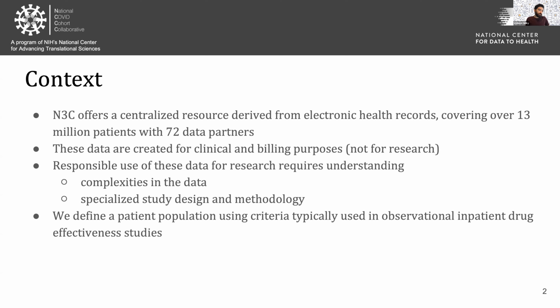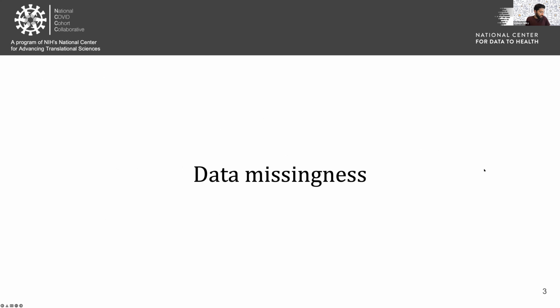Again, just for context, we're looking at this in the context of defining a patient population using criteria that are typically used in observational inpatient drug effectiveness studies. The findings that we're going to be talking about are not specifically for any particular study, but I think they apply across the board, especially in the realm of translational sciences, where folks are applying machine learning and all kinds of other techniques to get at the same very important questions. And especially if we're thinking in the context of maximizing causal inference, then these things are going to be very important.